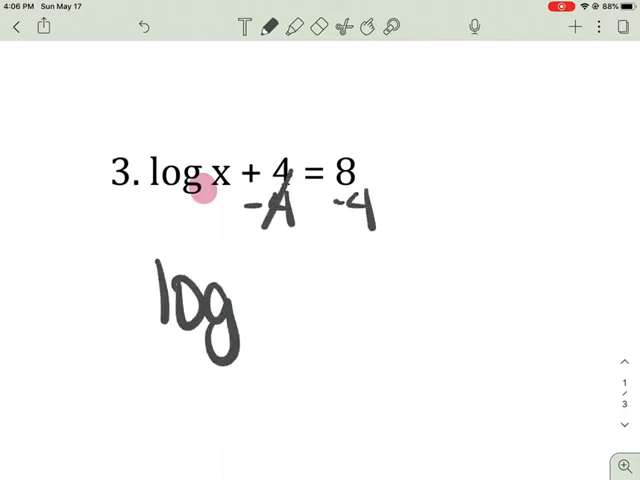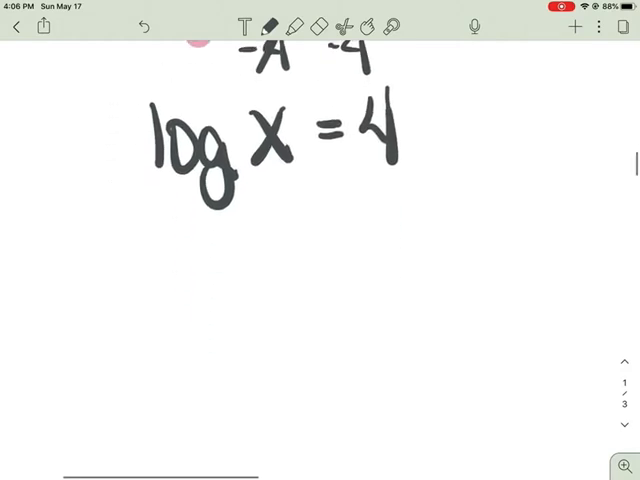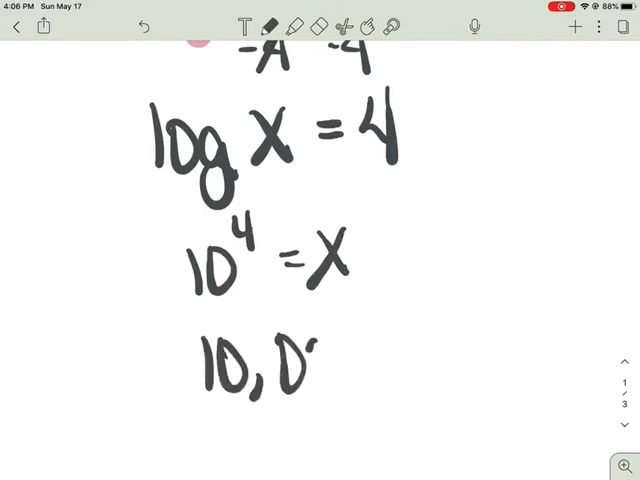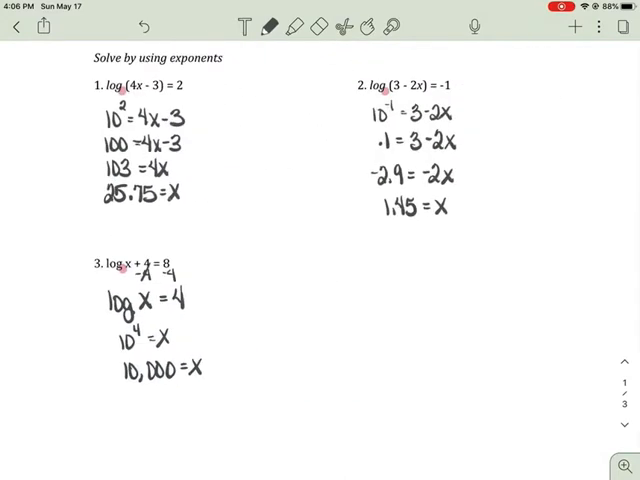So log x is equal to 4. So I'm going to make this 10 to the 4th is equal to x. That makes it a lot easier if I get rid of that 4. And then that gives me 10,000. And that's our solution. So again, use your definition by taking the base to the other side of the equal sign and making sure that your logarithm is by itself, or isolated, before you start.